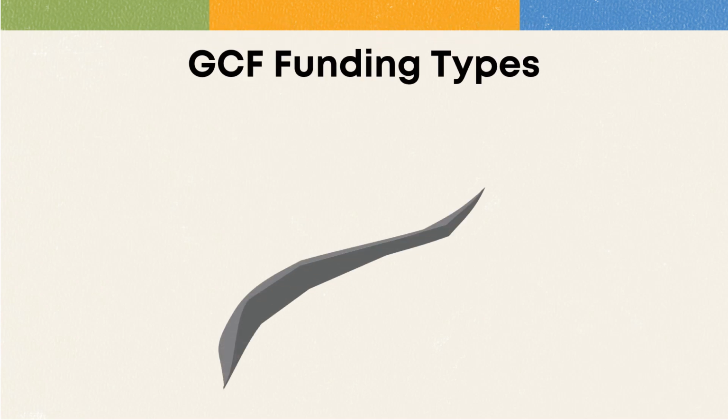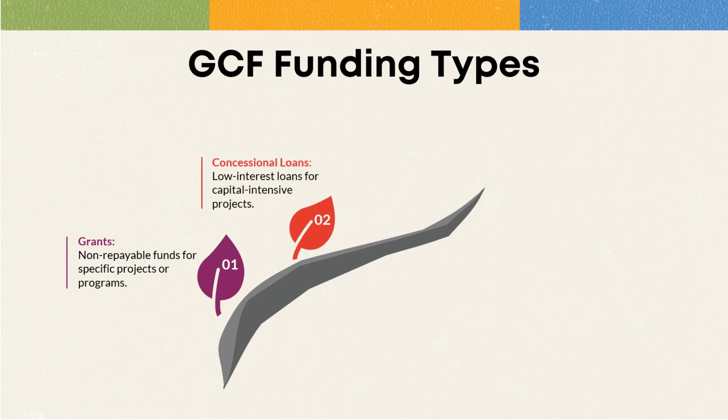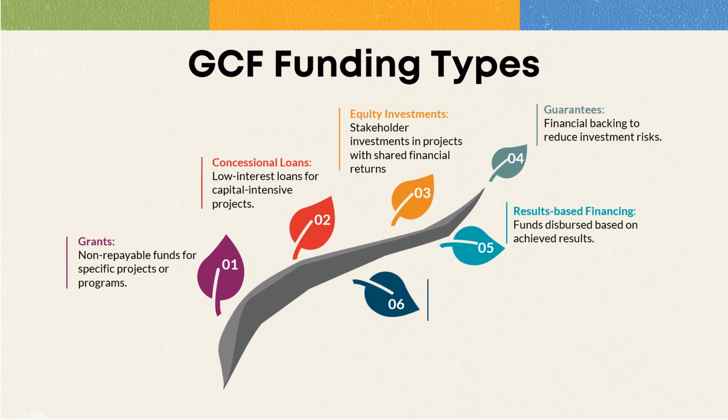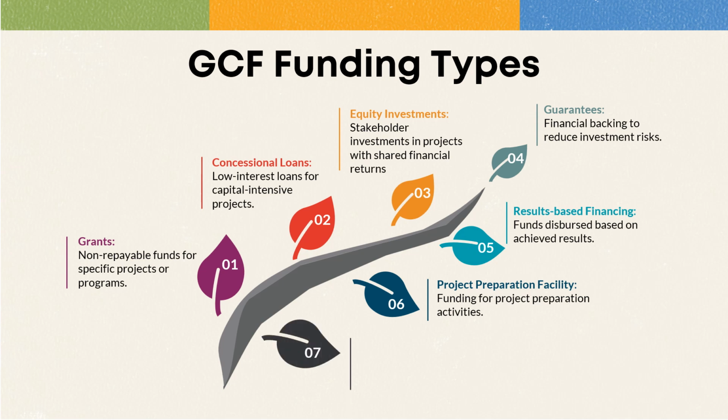GCF funding types include the following: 1. Grants, non-repayable funds for specific projects or programs. 2. Concessional loans, low-interest loans for capital-intensive projects. 3. Equity investments, stakeholder investments in projects with shared financial returns. 4. Guarantees, financial backing to reduce investment risks. 5. Results-based financing, funds disbursed based on achieved results. 6. Project preparation facility, funding for project preparation activities. 7. Blended finance, combining GCF funds with other financial sources to de-risk and attract investments.